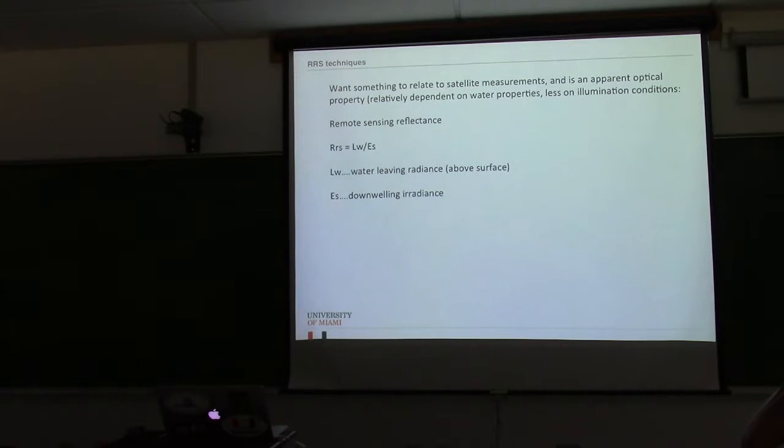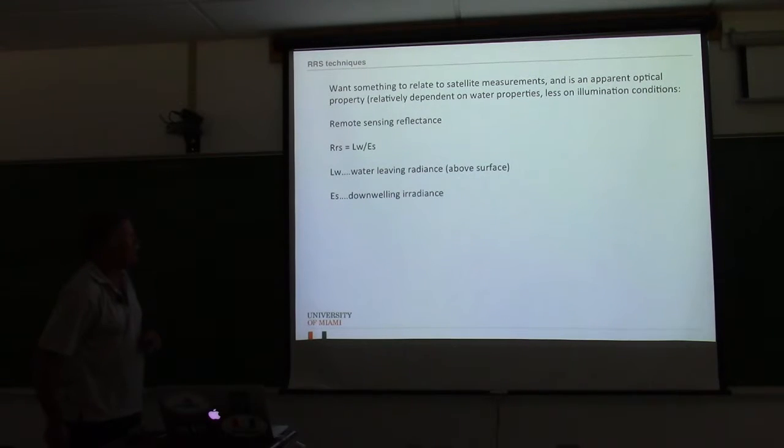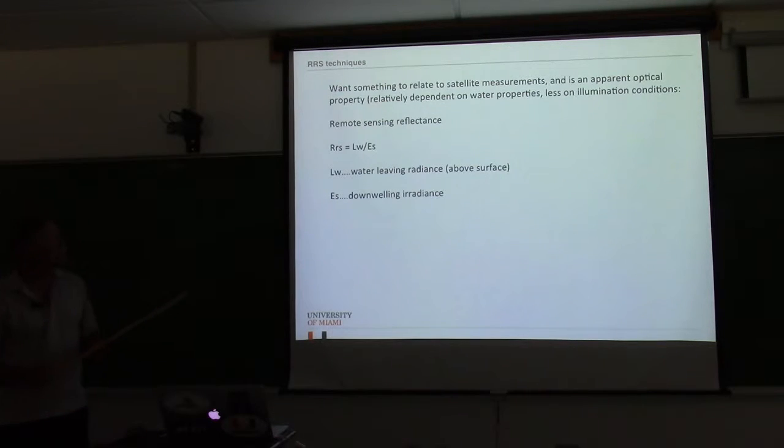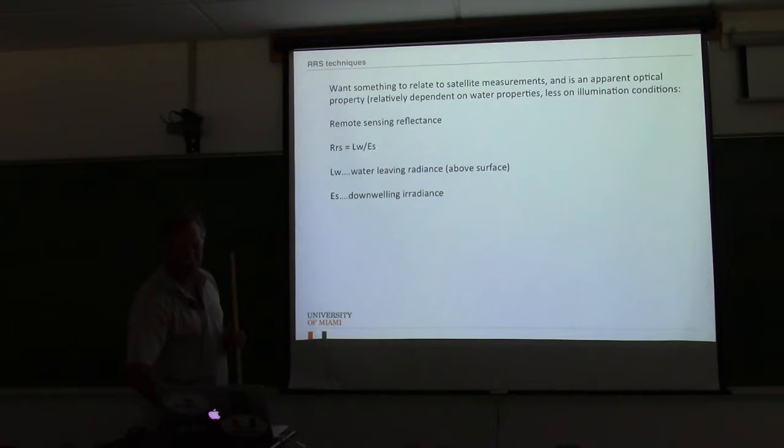Now, that was all in-water radiometry things. Since this is, like I said, a satellite class, what the satellite measures is the radiance coming up from the surface, and we'd like to come up with some factor that is related to that radiance that's less dependent on the illumination conditions. So what people have been using lately is the remote sensing reflectance, LW over ES. LW is the water-leaving radiance from just above the surface, and ES is the downwelling irradiance. Okay, so real simple factor.